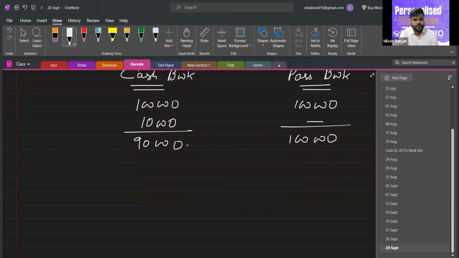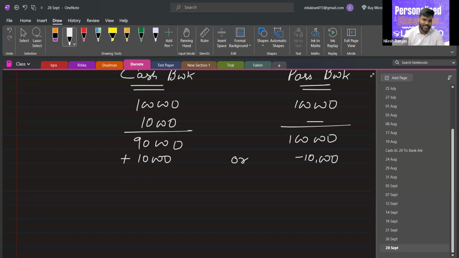We have two options. Either add 10,000 here, or deduct 10,000 there. So what should we do? We should deduct 10,000 from passbook. You have already studied this chapter, but it is not clear to you.